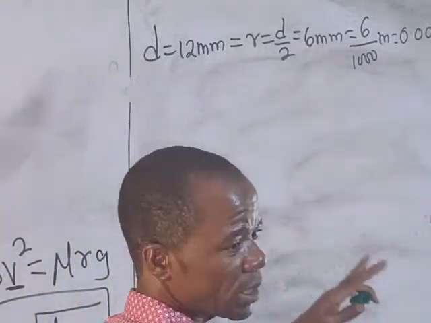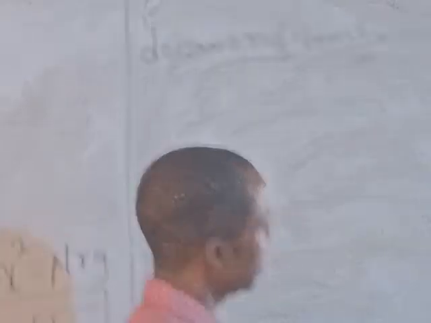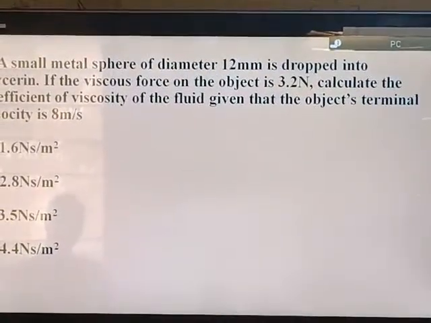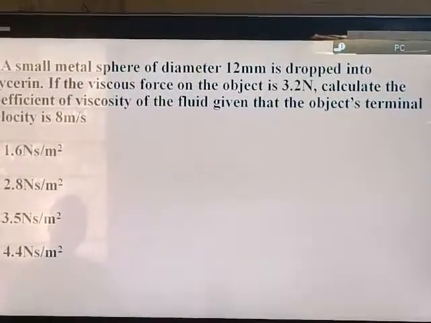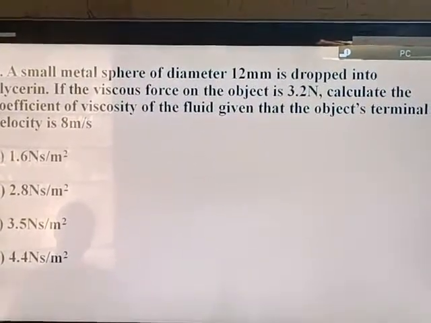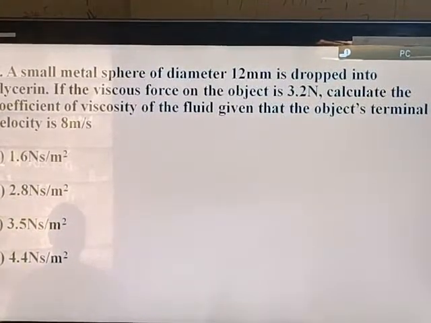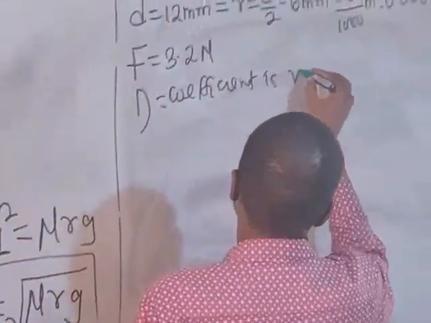Is dropped into glycerin. Glycerin is a viscous liquid. If the viscous force on the object is 3.2, viscous force, that's F, is equal to 3.2 Newton. We have to calculate the coefficient of viscosity. This coefficient of viscosity, this is the sign, that's the coefficient of viscosity.